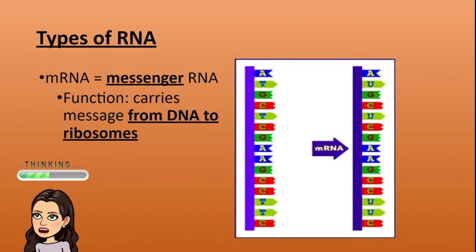Now, there are different types of RNA, and here's the first one. You have mRNA, which stands for messenger RNA, which functions to carry messages from the DNA to the ribosomes. So it's the little male guy that's running over to be like, hey, this is what you need to make.